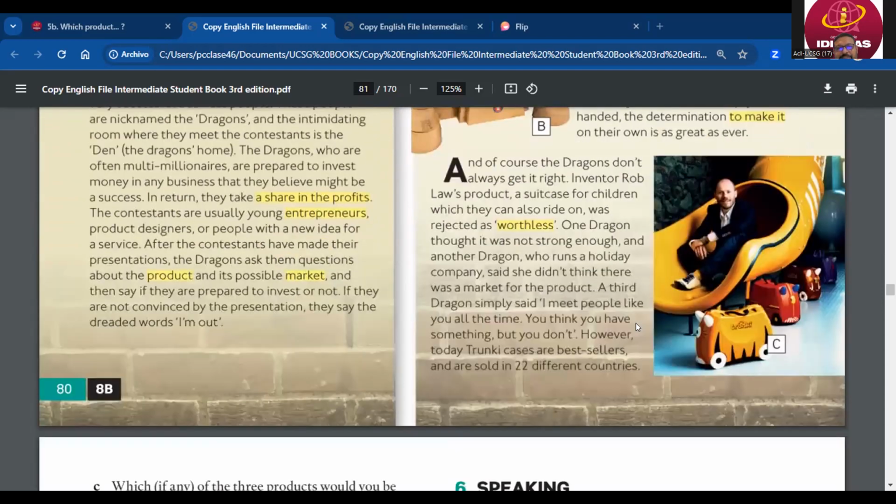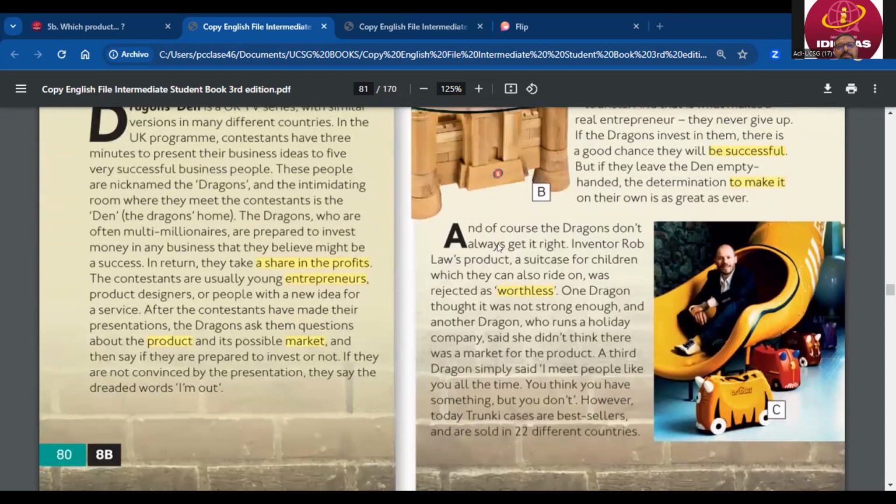And the last case is this one. And of course, the dragons don't always get it right. Inventor Rob Law's product, a suitcase for children, which they can also ride on. Right? Una maleta que también la pueden usar como un juguete.